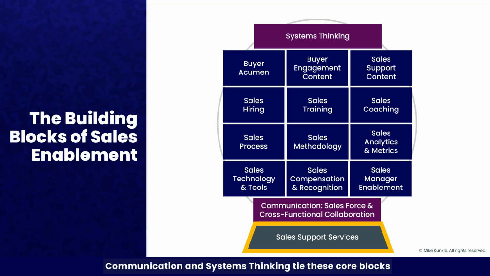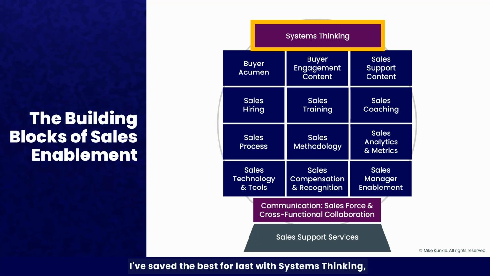Communication and systems thinking tie these core blocks together, but I'm going to skip systems on purpose for now to leave it for last. So next, while it's not something that's done everywhere, is sales support services. This includes things like RFP support, presentation support, research support, a deal desk, or even coaching services for managers or sellers. These are services that enablement provides or coordinates for the sales force, sometimes even with SLAs or service level agreements.